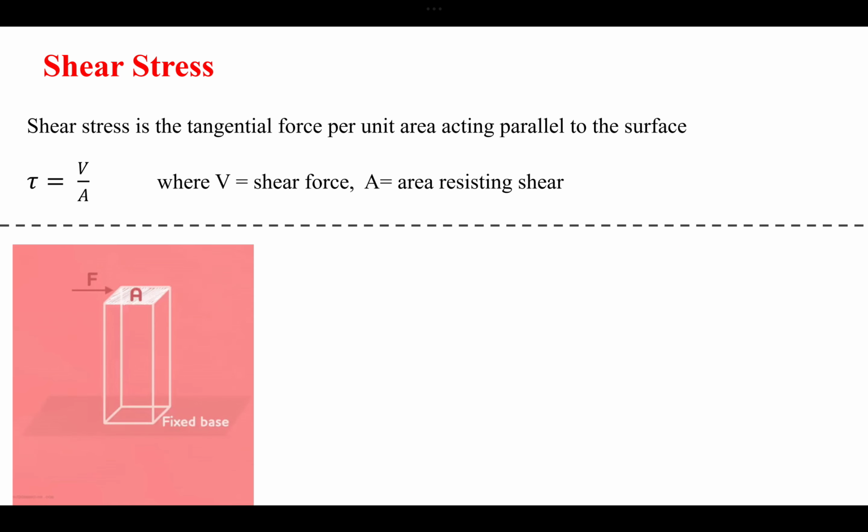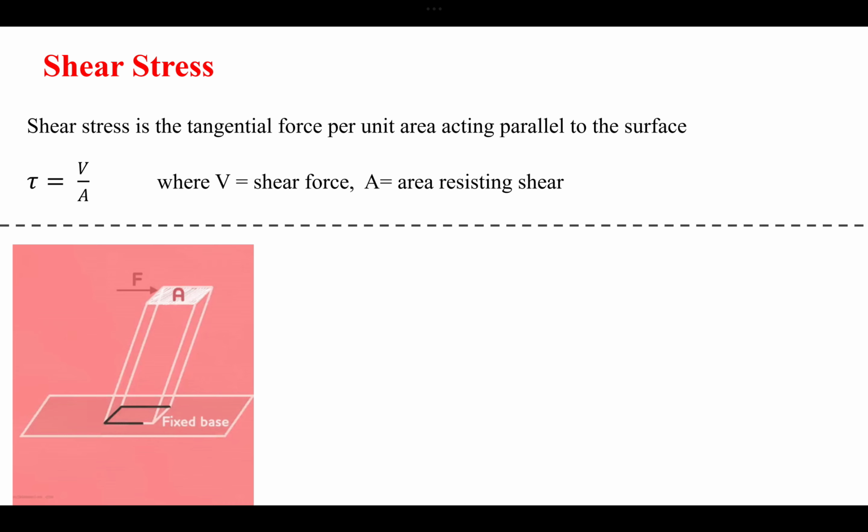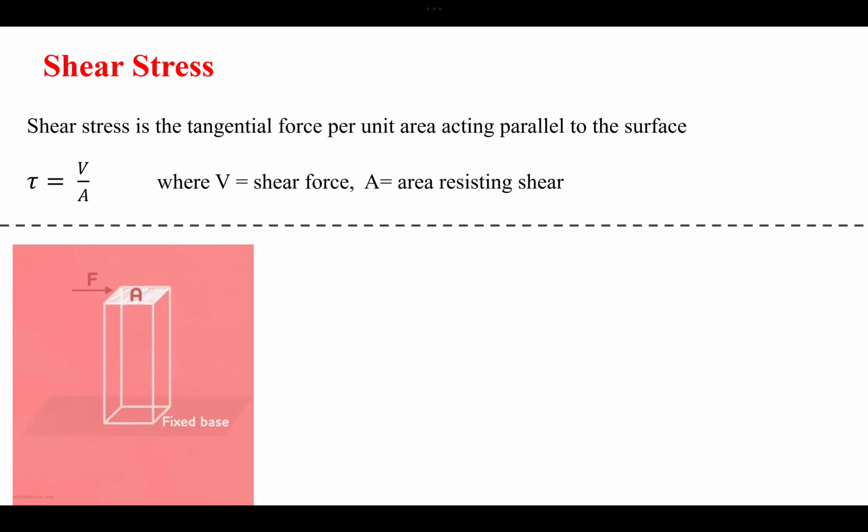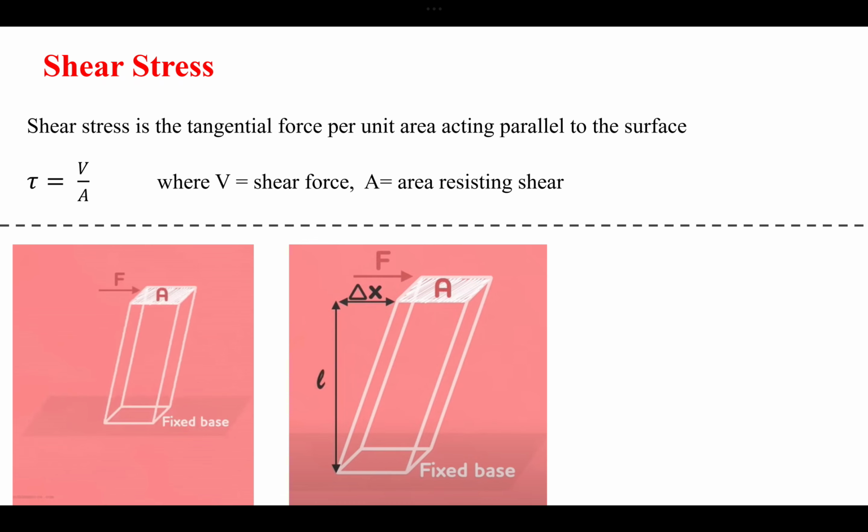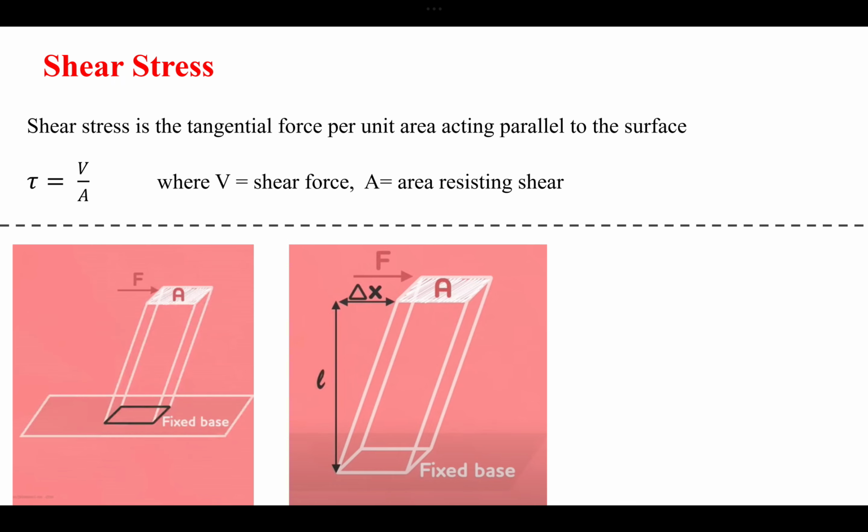Now imagine a body with a fixed base, and you apply a force that is parallel to the area on the top, and the body gets deflected. Since it is not moving at the base, the top region moves, and you get a deflection that is linear from top to bottom, meaning it keeps on increasing from the bottom to the top. Let's say its initial height is L, and you deflect it by delta x, so that is the final or maximum deflection that you got.